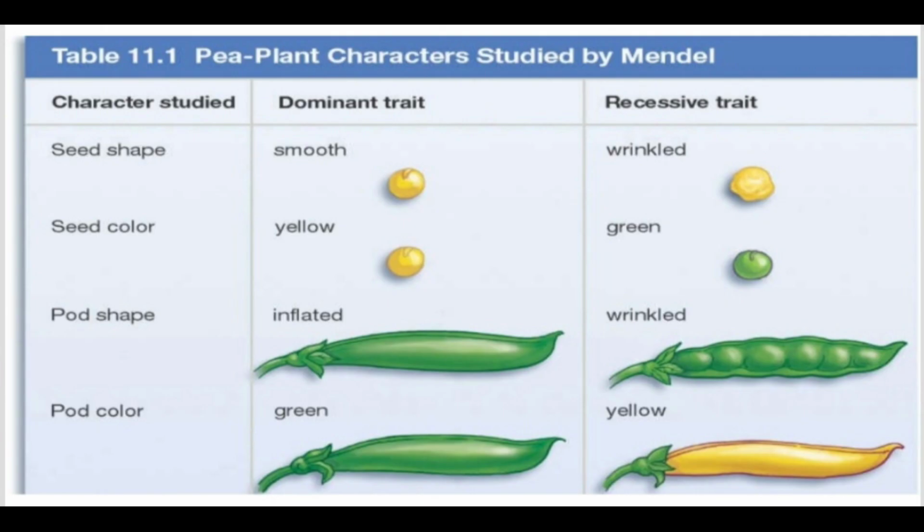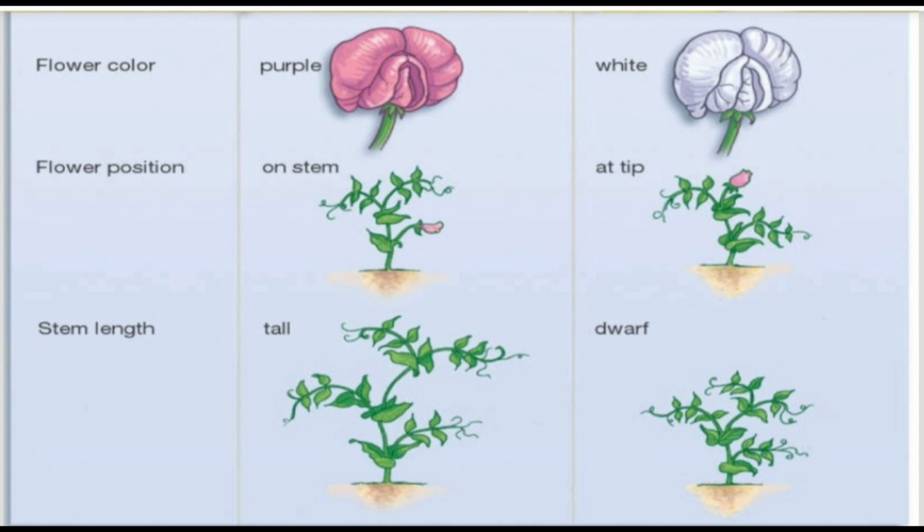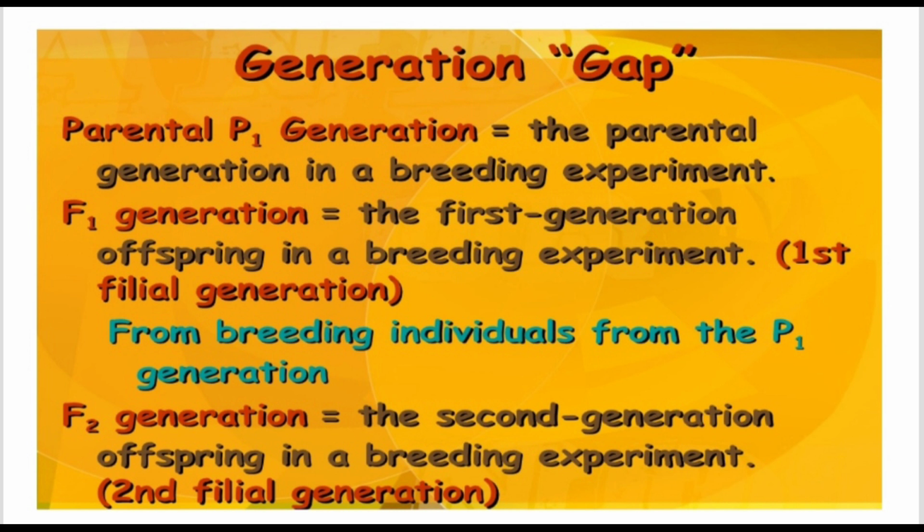Now let's see dominant and recessive. Seed shape: smooth is dominant and wrinkled is recessive. Seed color: yellow is dominant and green is recessive. Pod shape: inflated is dominant and constricted is recessive. Pod color: green is dominant and yellow is recessive. Flower color: purple is dominant and white is recessive. Flower position: on the stem is dominant, at the tip is recessive. Stem length: tall is dominant and dwarf is recessive.